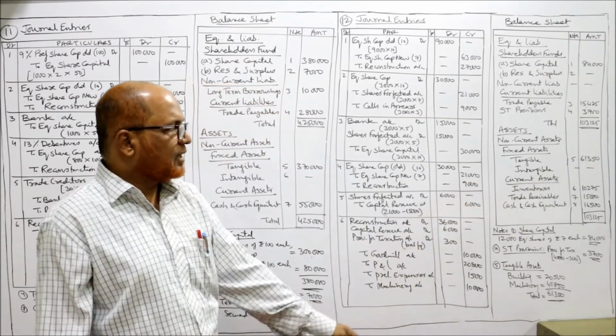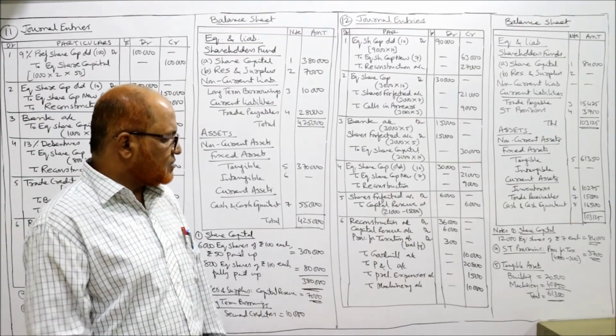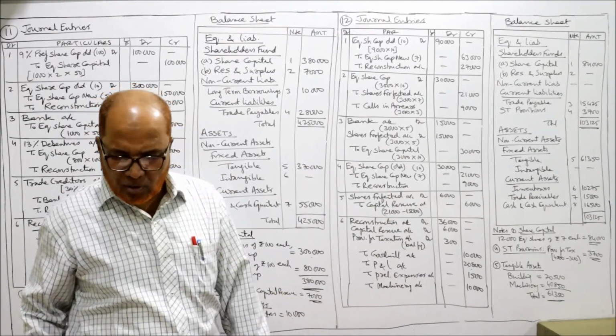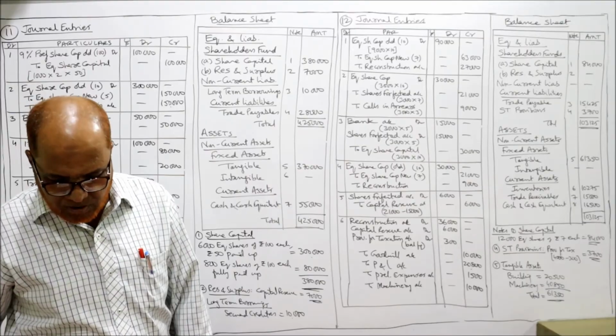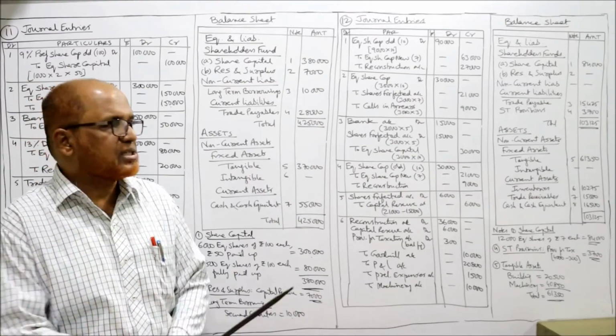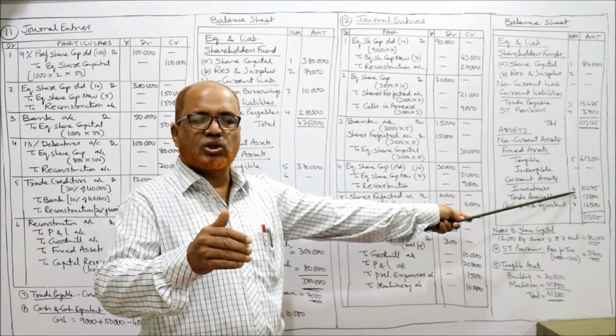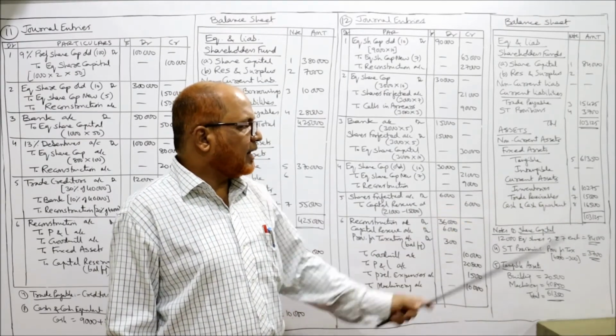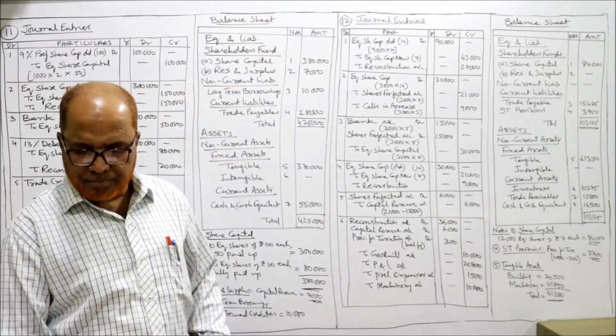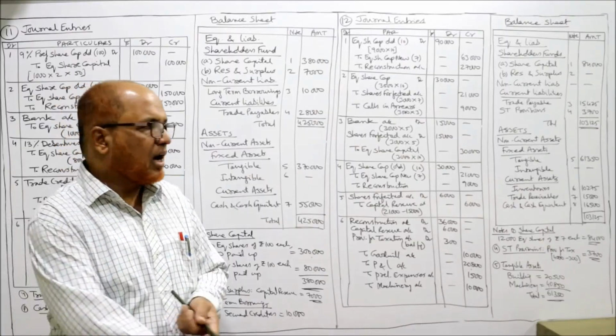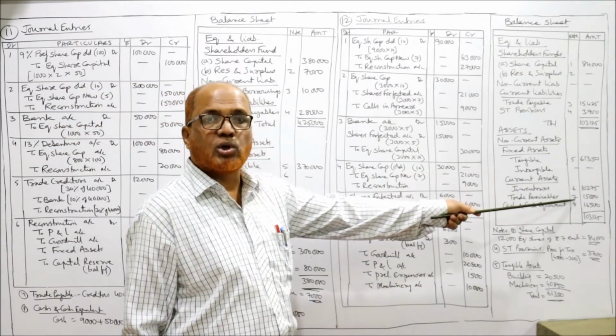Intangible asset we don't have. Inventories we have not changed, so the same amount of inventory. The stock is given 10,275. 10,275 before capital reduction, and the same after capital reduction. Trade receivable 15,000 before capital reduction, after capital reduction 15,000. No change.